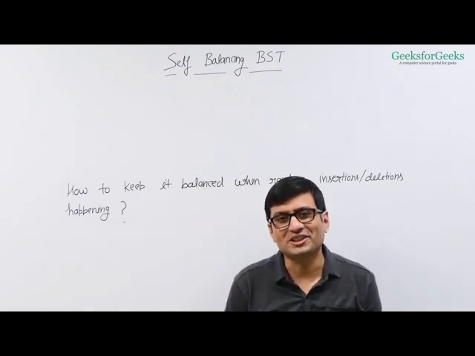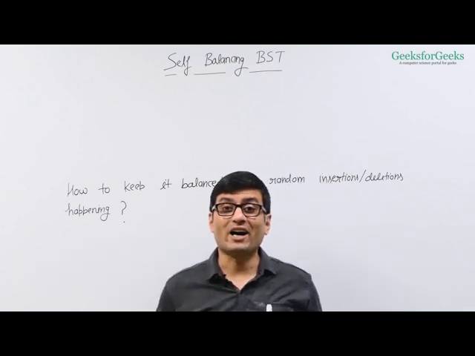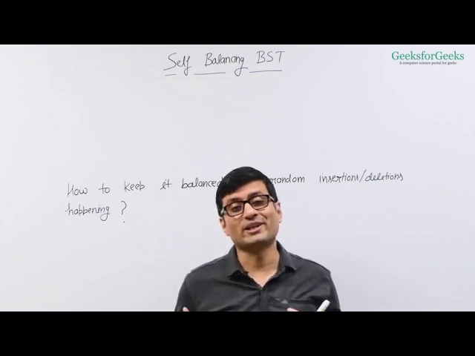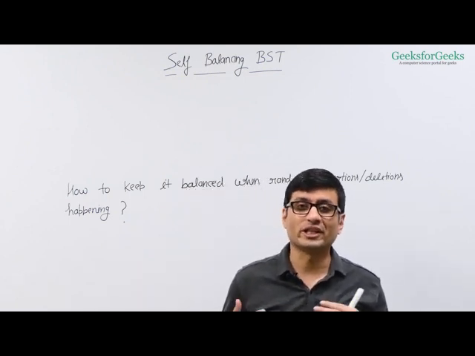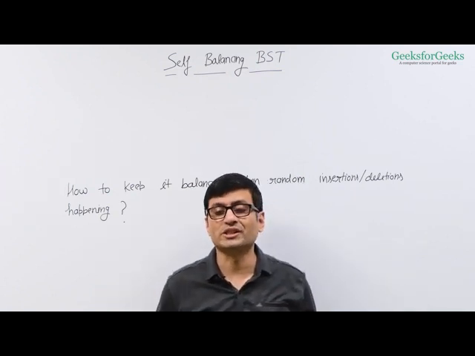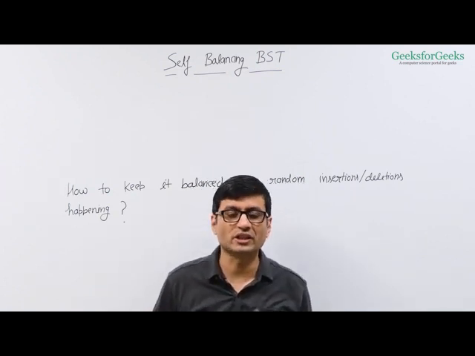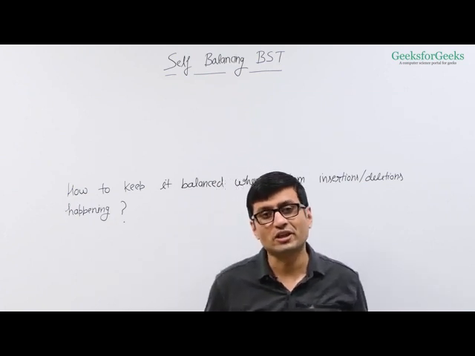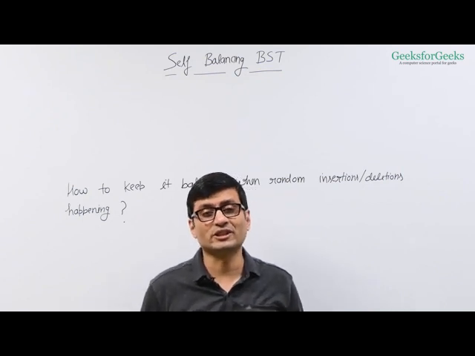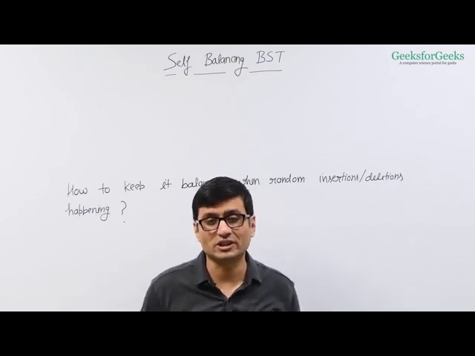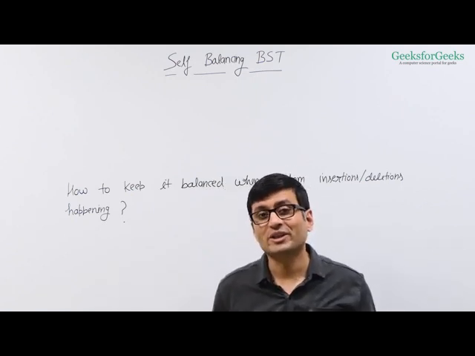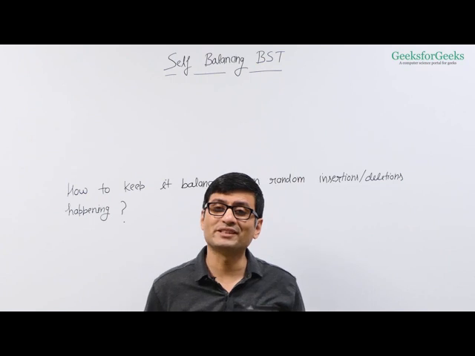Now the question arises, how to make sure that the height of a BST remains theta log n when you are randomly inserting items and doing random deletions, because you can't control the way users are going to insert the keys. They can always insert in increasing order. How do you ensure that the height of your tree remains theta log n even if the user is inserting in increasing order or decreasing order? Please pause this video and try to think of any way to ensure that height remains theta log n.